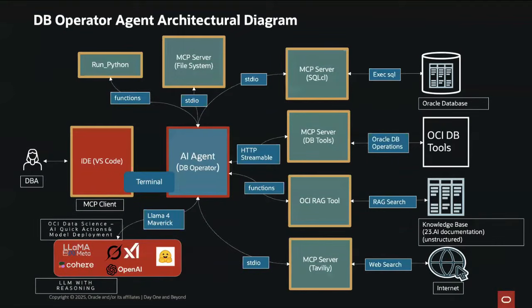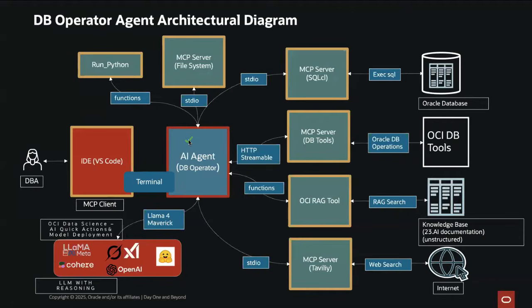This is my DB operator. When I say my DB operator, this is a custom-built agent on Oracle Cloud. We use a lot of technology, as you can see, and I'll walk you through each of them. So the one here in the middle, this is the AI agent. This is the brain, as I mentioned, if you remember the slide before. This is the one that has the React capability.